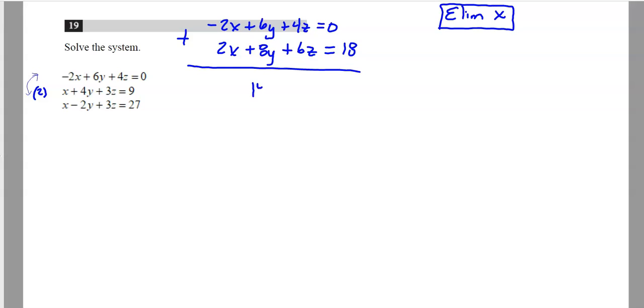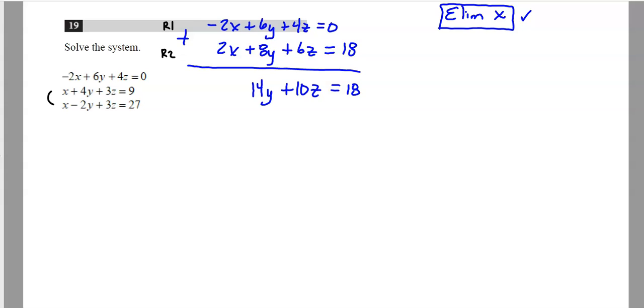So I have 14 y's plus 10 z's equal 18. So what I've done is I've turned a 3 by 3 into a 2 by 2. Now I got to do it again, but I have to stick with this plan. I've just done it once. I now have to do it twice, but I got to pick 2 different rows. So I can't use rows 1 and 2 anymore. When I went up here, this was row 1 and this was row 2. So maybe I'll use 2 and 3 to eliminate x, which wouldn't be too bad.